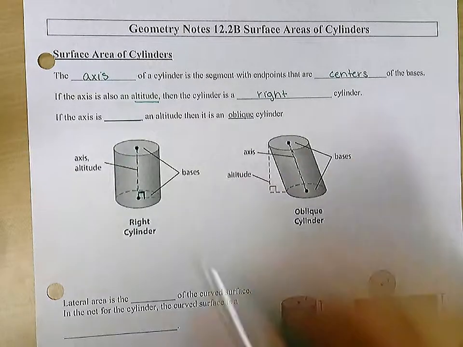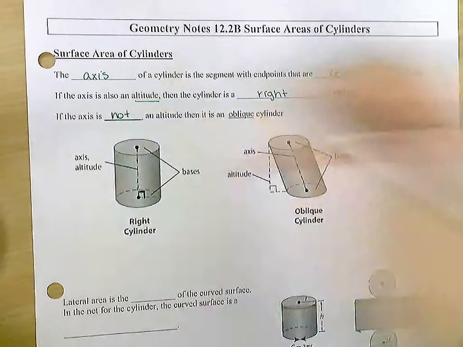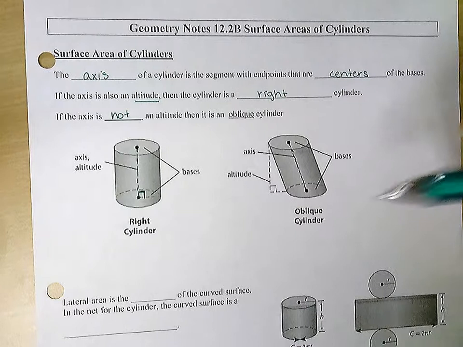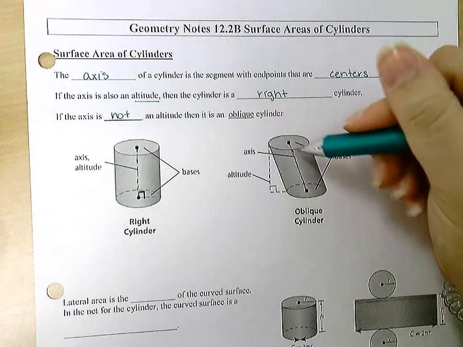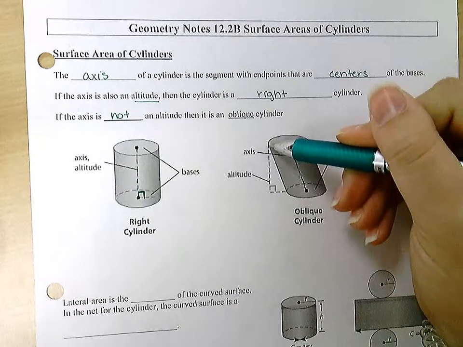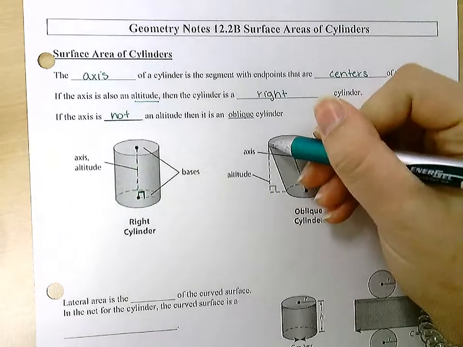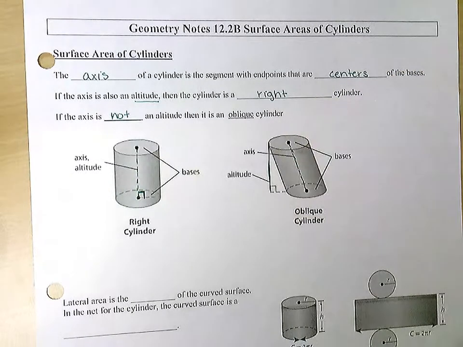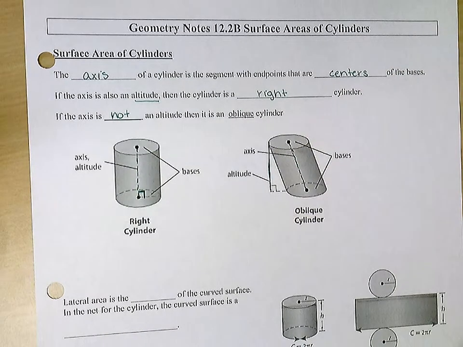If the axis is not an altitude, then it is an oblique cylinder. That's the one that's kind of leaning sideways. So your axis right here is not perpendicular to that circle. Your altitude would be considered on the outside of that cylinder. So altitude has to be perpendicular between your bases.